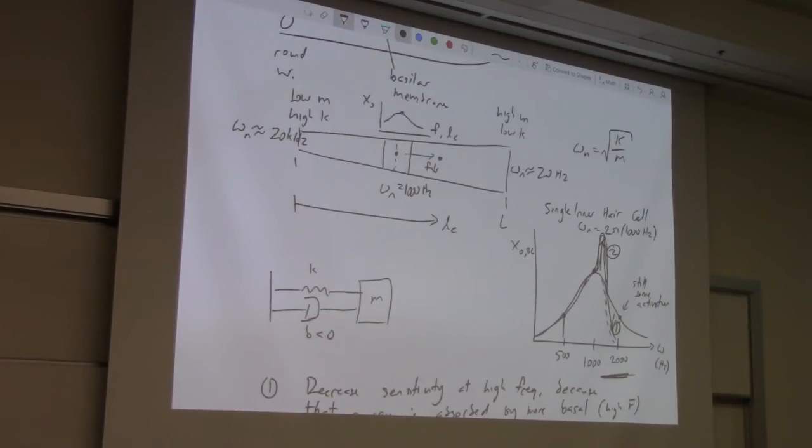So let's draw those sensitivity curves for a couple different hair cells. I could take a question or two now, but it might become a little more clear when we draw those sensitivity curves.